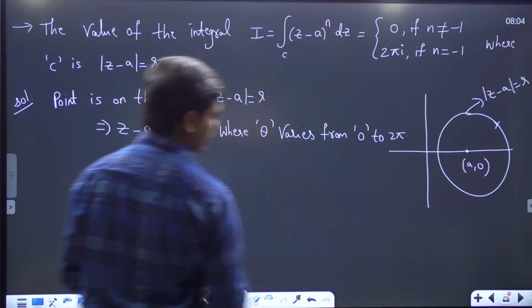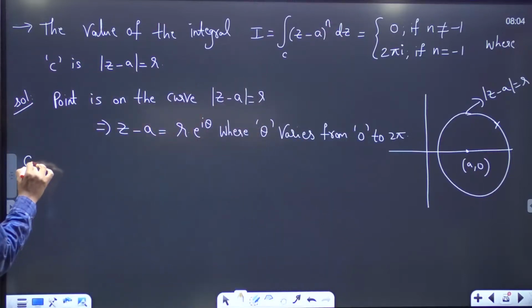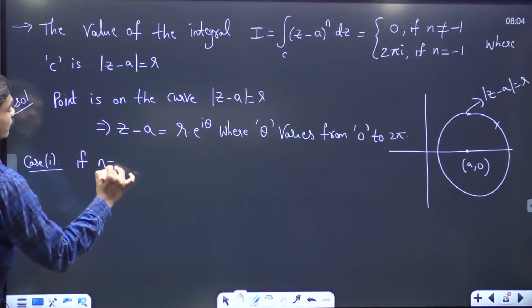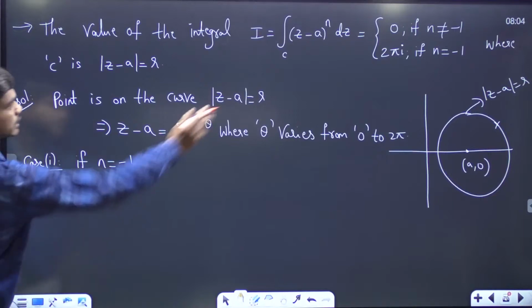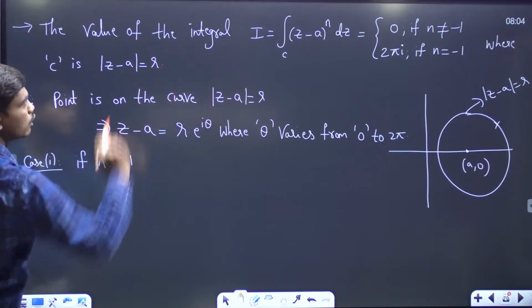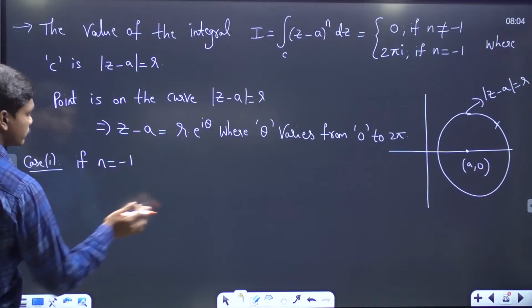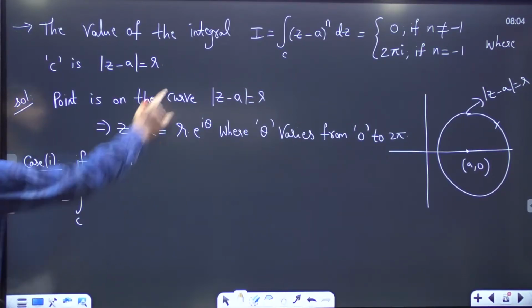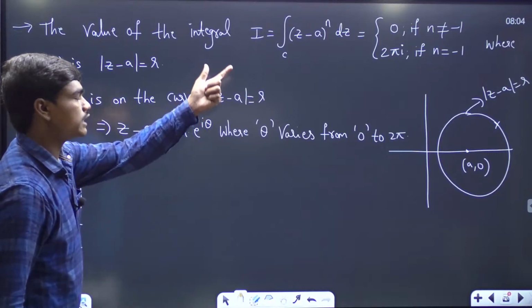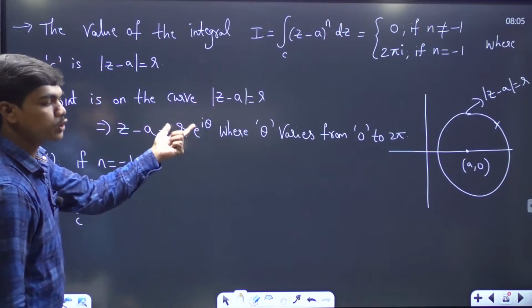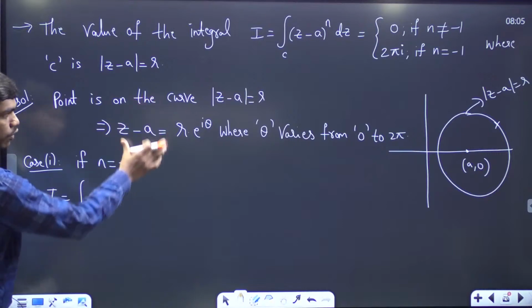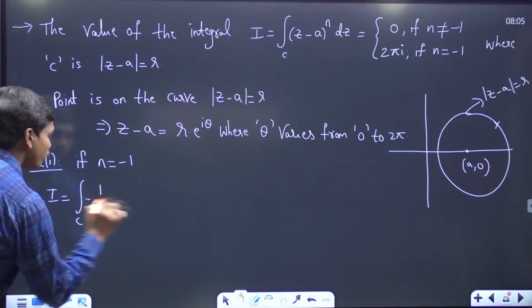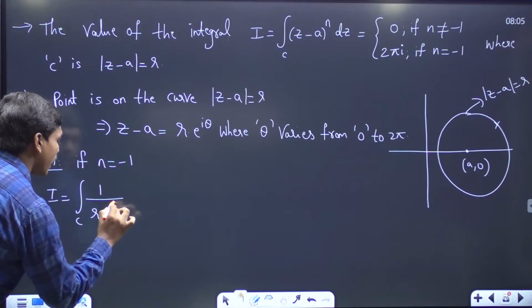So if this is the case, see, case 1, if n is equal to minus 1, we said the value of this integration is 2 pi i. So we shall see this. I is equal to integral over C, look here, (z minus a) whole power minus 1, and you know z minus a is r into e power i theta. So (z minus a) whole power minus 1 means this value to the power minus 1 will give you 1 by r into e power i theta.